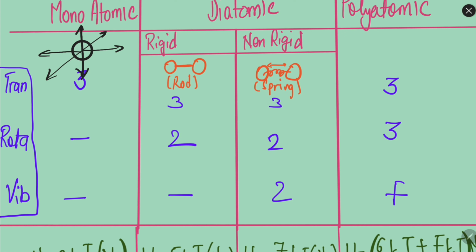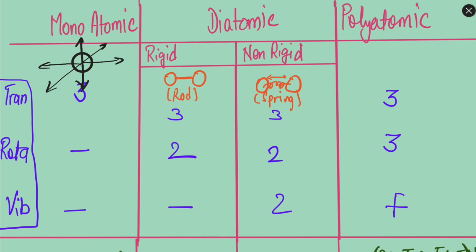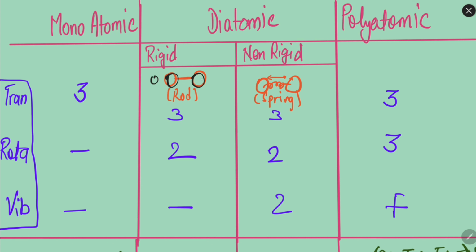So ultimately they have only 3 degrees of freedom in terms of translational motion. Now what about diatomic molecules? Diatomic molecules can have 2 situations, one is rigid and one is non-rigid. Let's say O2, which is a diatomic molecule. What happens if the distance between the 2 atoms remains constant? Let's say these are oxygen atoms and the distance is constant, like a rod, so it is rigid.